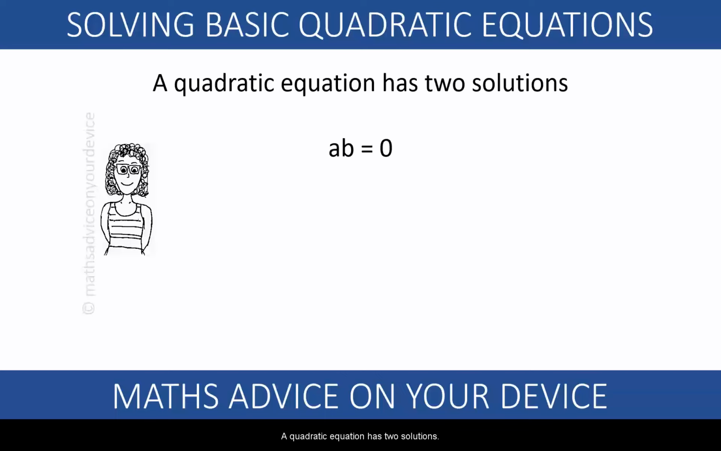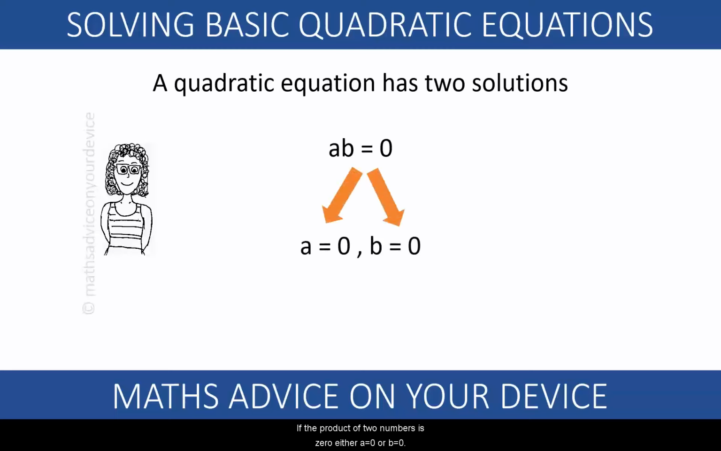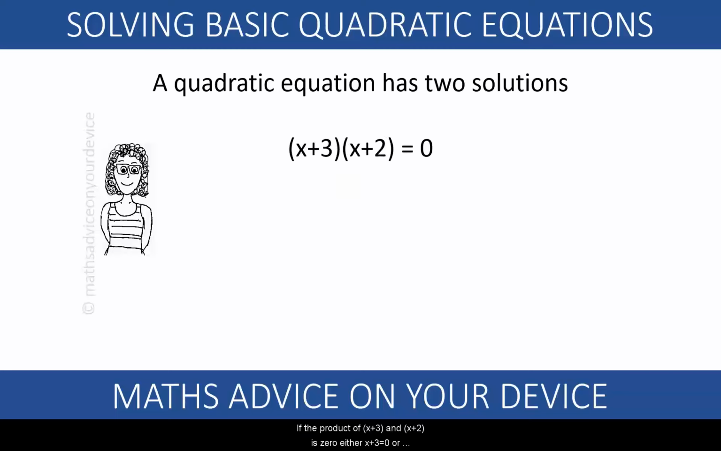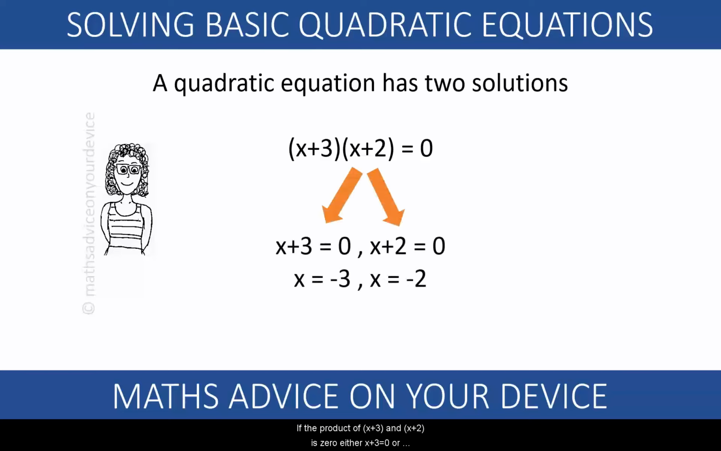A quadratic equation has two solutions. If the product of two numbers is 0, either A equals 0 or B equals 0. (x + 3)(x + 2) = 0 either when x equals -3 or x equals -2.